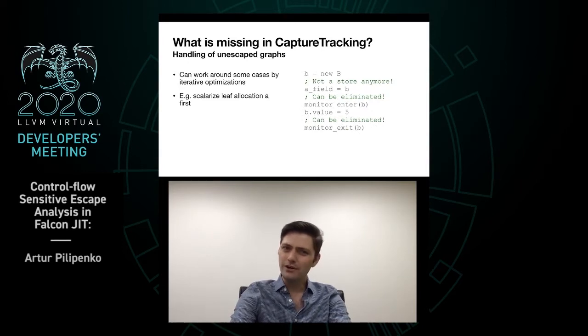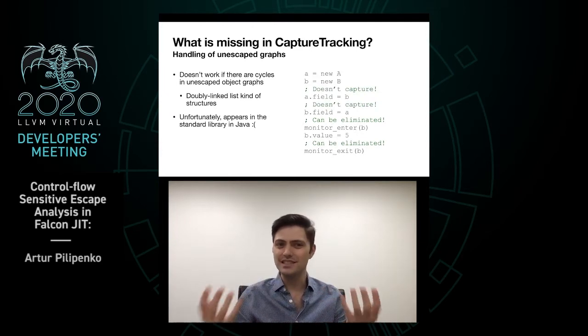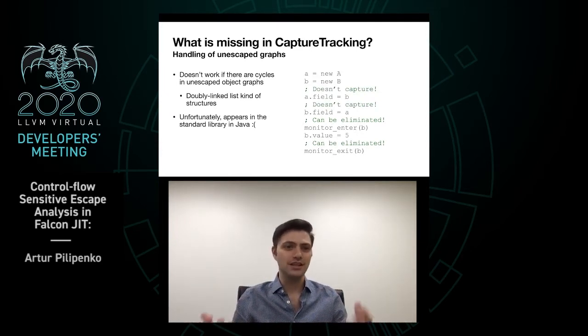We can work around this limitation by iterative application of optimizations. Let's say if we scalarize leaf allocations first, the stores into these allocations will no longer be stores, they will be just SSA values. And after that, it will open other allocations, and they will become obviously no capture or no escape. But it doesn't work if there are cycles in unescaped object graphs. Let's say if we have a doubly linked list kind of structure. And unfortunately, these kinds of structures appear in the standard library for Java, and we need to handle these cases well.